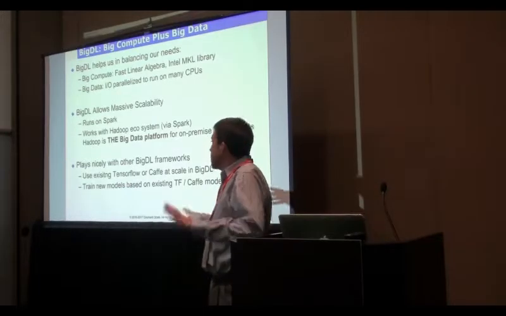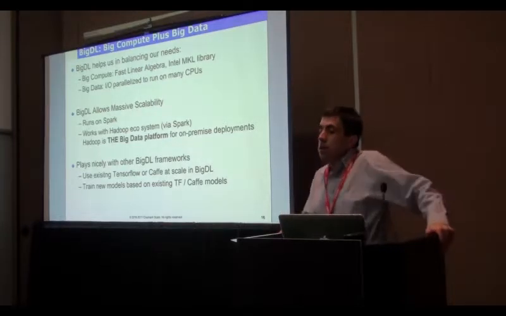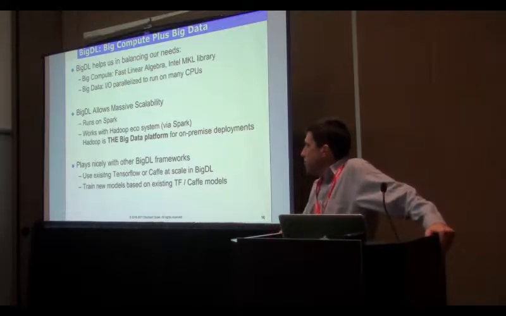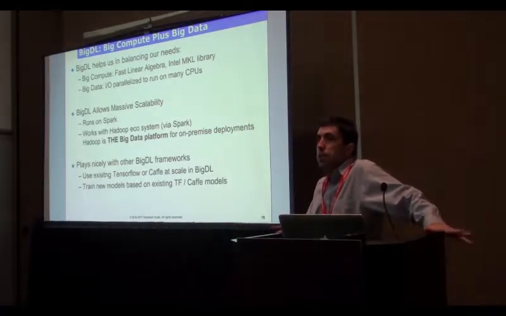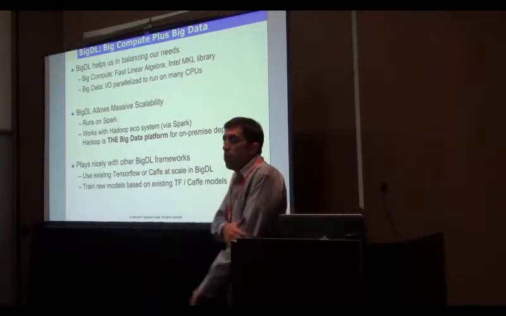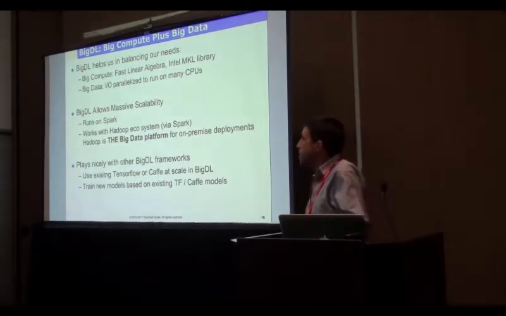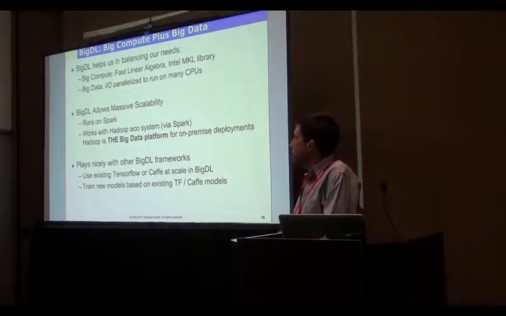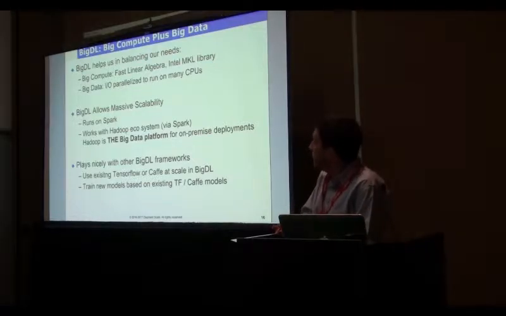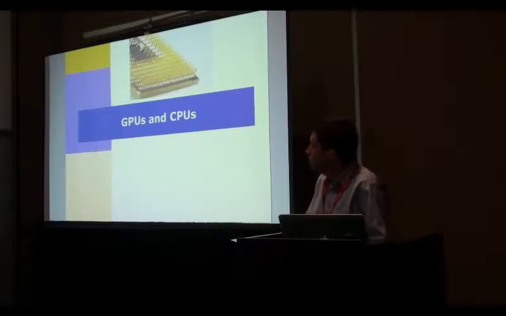So we talked about Hadoop. If you're familiar with the big data ecosystem, Hadoop is kind of the big data platform. In terms of all the other parts of the big data ecosystem, Hadoop is the oldest and the lowest common denominator for all of them. So the fact that BigDL is able to run on the Hadoop ecosystem via Spark is a huge advantage, because that's really where most of our large data sets are. It also plays nicely with other frameworks: we can use TensorFlow and Caffe models at scale, and we can also train new models based on our existing TensorFlow or Caffe models.